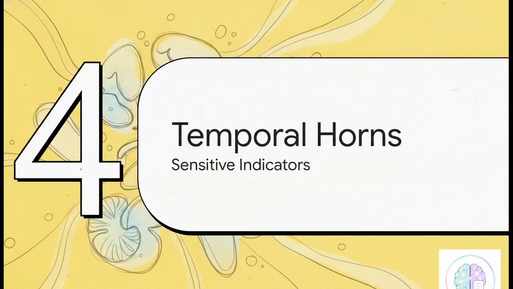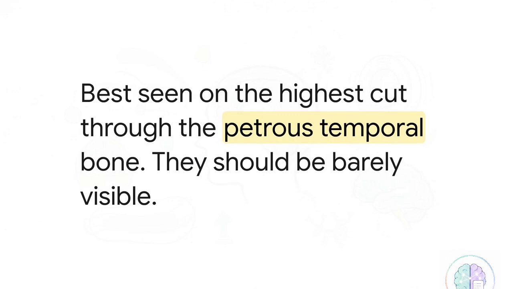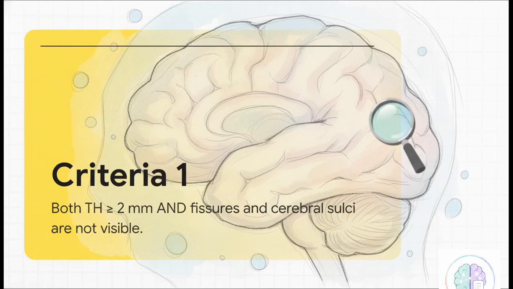Many consider this a much more sensitive early indicator. First things first, establish your baseline. Scroll to the highest cut passing through the petrous temporal bone. In a totally healthy brain, those temporal horns should be barely visible. Almost completely invisible, really. So when is it a problem?